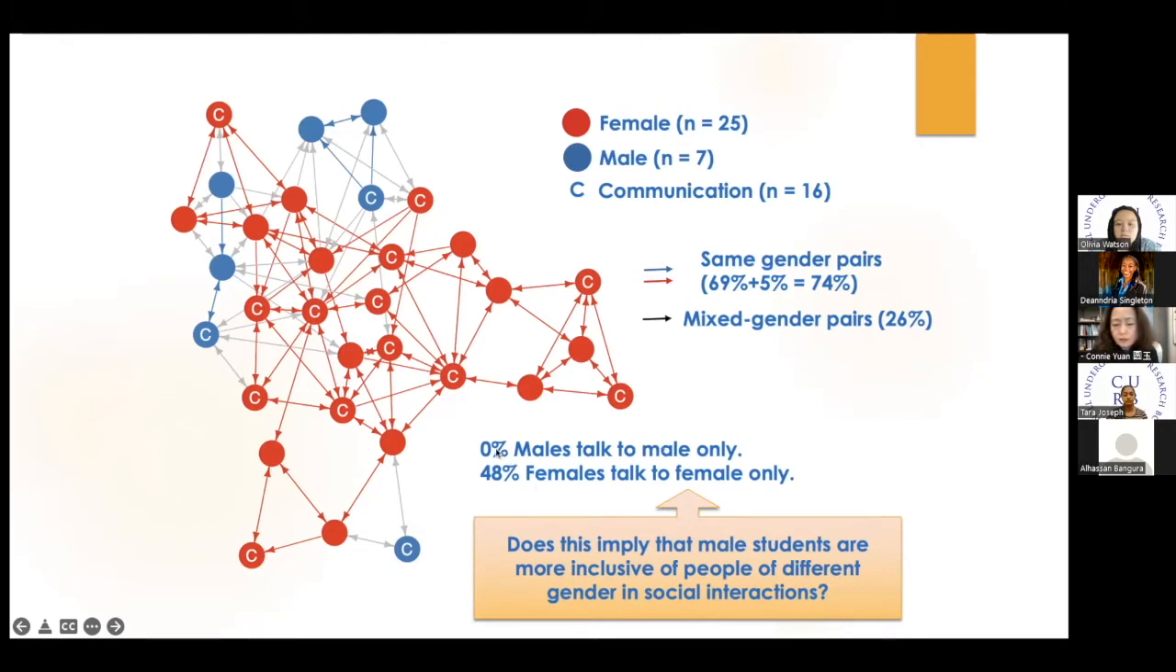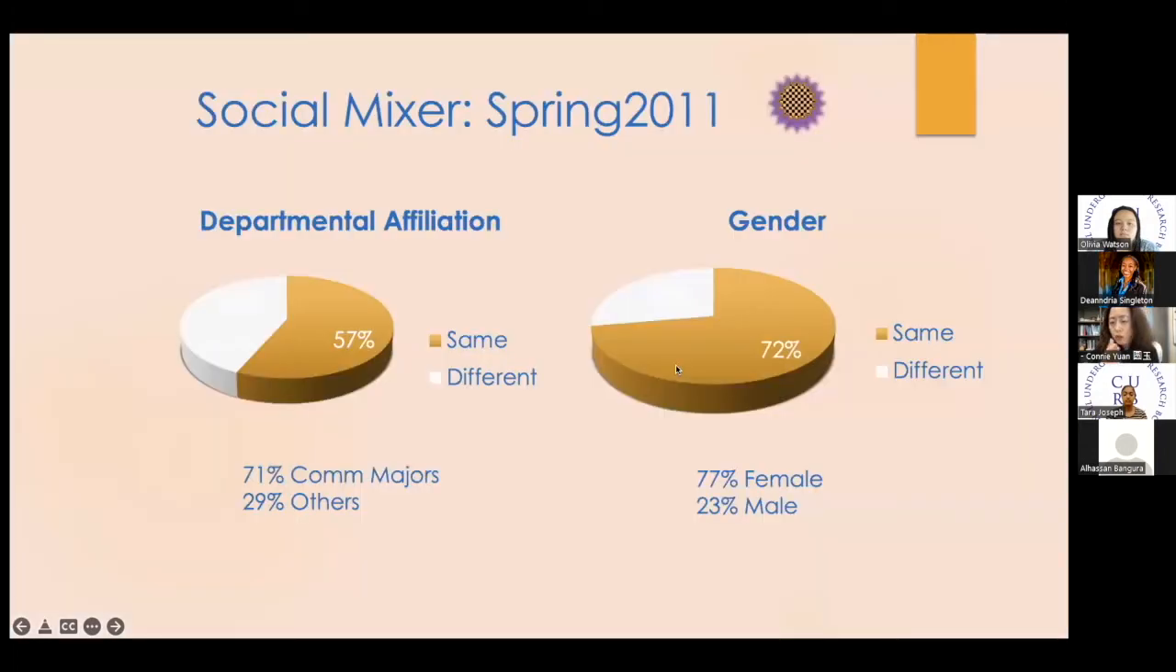But then the other interesting thing is that 46% of females only talk to females, but males talk to others. There's 0% of males who talk to males only. What does that mean? What's the implication? So this actually relates to an issue with diversity and inclusion.